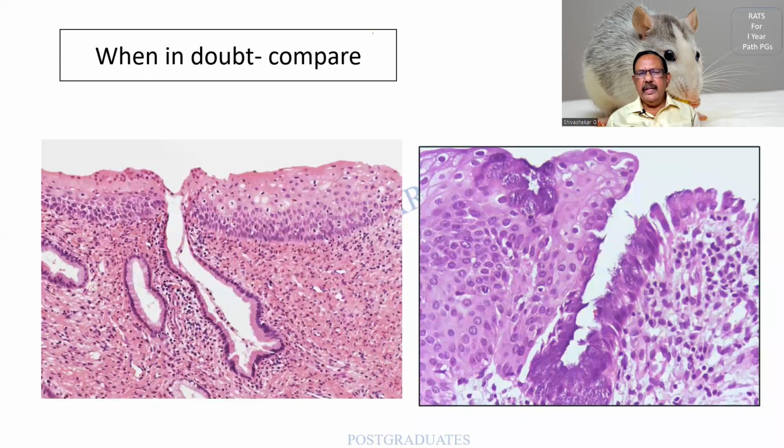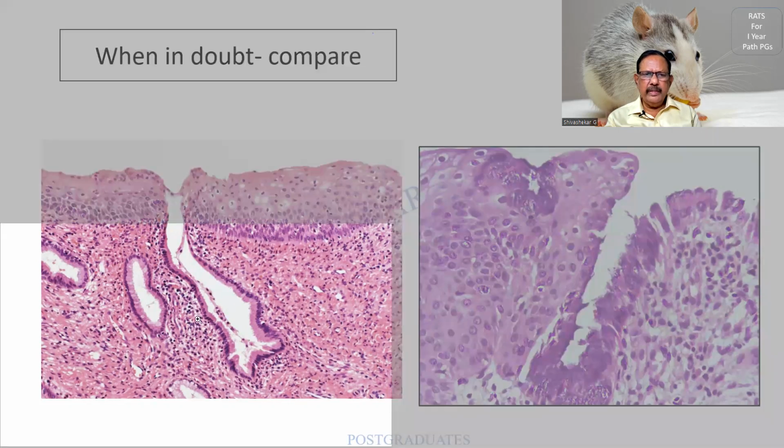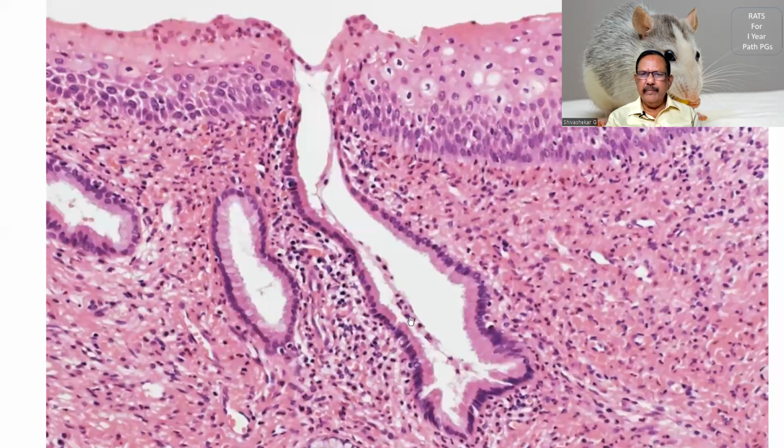Now, this is again a recapitulation. I had shown you this in the previous class. So what is this epithelium? Good. It is a columnar epithelium. If you have got any doubt, go to the higher magnification and see. You are able to see a columnar epithelium being replaced by stratified squamous epithelium. So it is a squamous metaplasia.